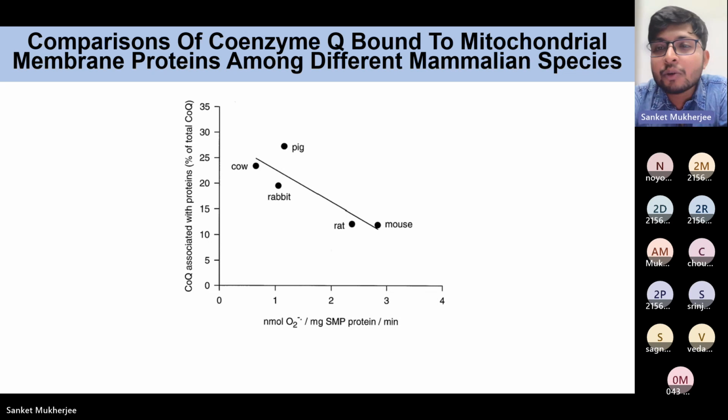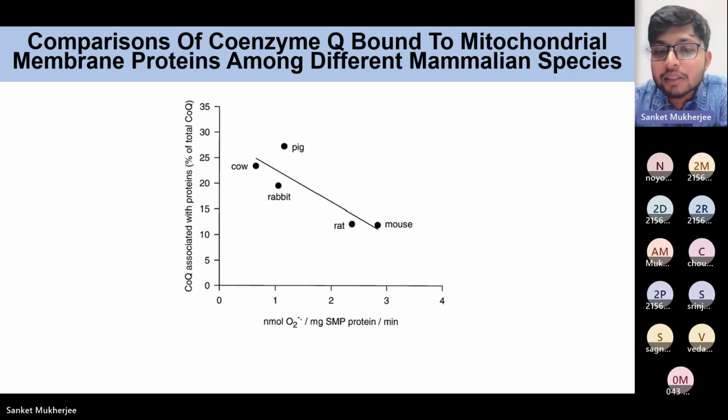We have talked about rotenone, which doesn't allow this coenzyme Q to accept electrons. This is inhibited by rotenone, right? Yes, sir. If you remember, if we have this inhibitor, then what happens? There is an increase in reactive oxygen species. Okay, sir. So this is what we observed here.